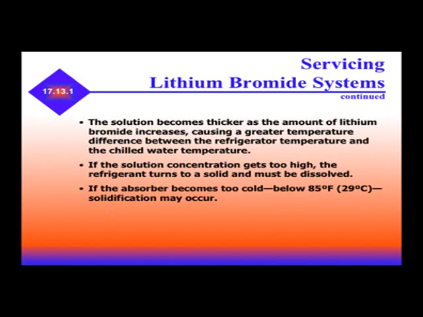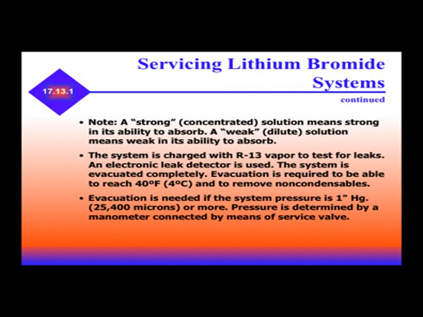The solution becomes thicker as the amount of lithium bromide increases, causing greater temperature difference between the refrigerator temperature and the chilled water temperature. If the solution concentrate gets too high, the refrigerant turns to a solid and must be dissolved. If the absorber becomes too cold, the solidification may occur. A strong concentrated solution means strong in its ability to absorb. A weak dilute solution means weak in its ability to absorb.